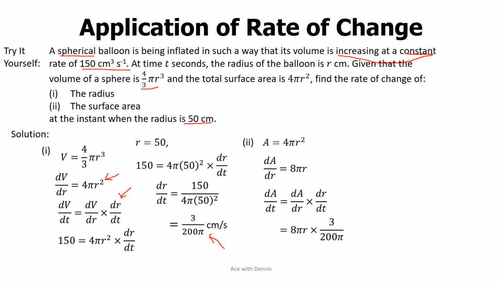It is 3 over 200 pi. We can simplify: dA over dt becomes 3 over 25 r. Then we substitute r equals 50, so dA over dt equals 3 over 25 times 50, which gives us 6 cm squared per second. This is the answer.